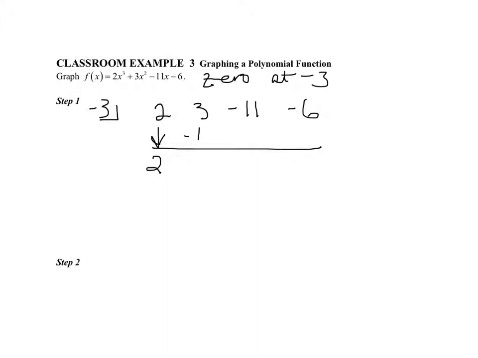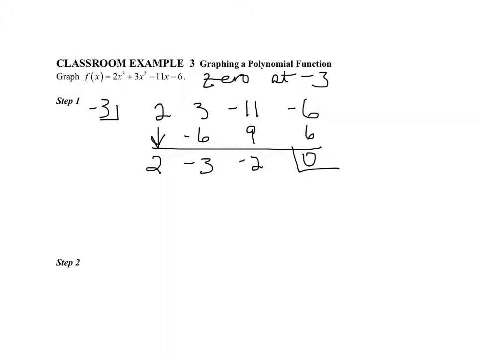Let's get the row of coefficients, 2, 3, negative 11, negative 6. I didn't have any missing terms. And since I told you you have a 0 at negative 3, we're going to bring down this first term. I have 2. 2 times negative 3 is negative 6. 3 minus 6 is a negative 3. Negative 3 times negative 3 is positive 9. If I add those together, I get negative 2. And a negative 3 times a negative 2 is a positive 6. Adding those up does give me 0, which is good. That means that it really is a 0 at negative 3.